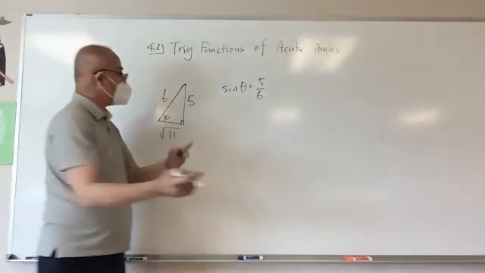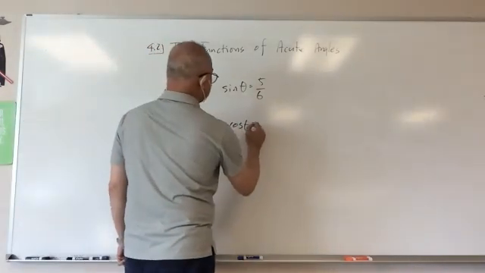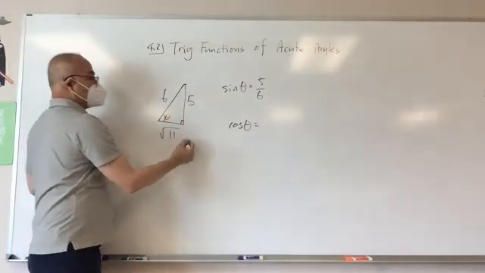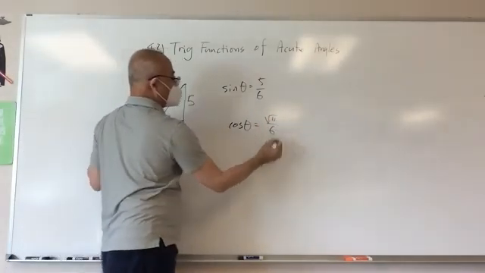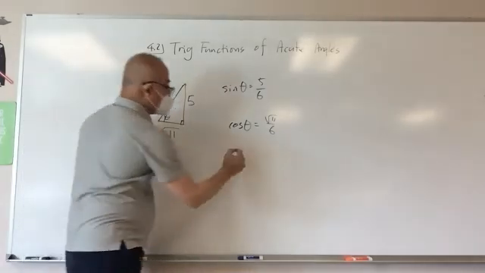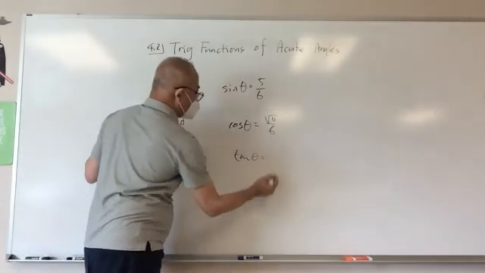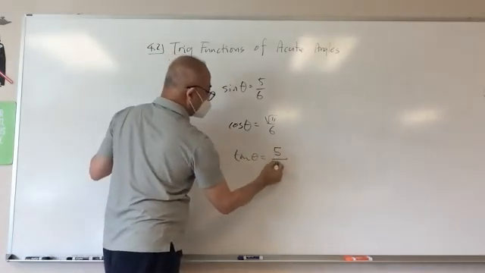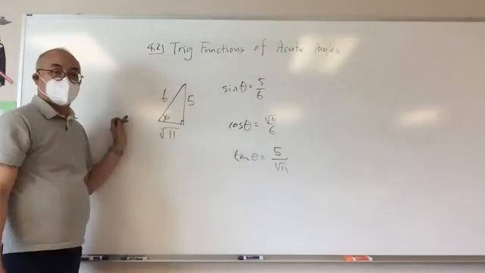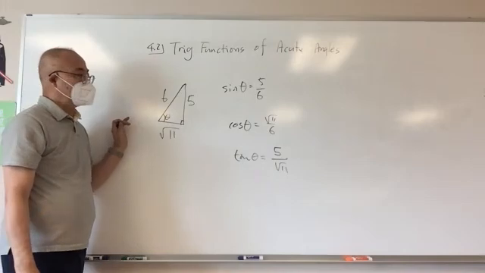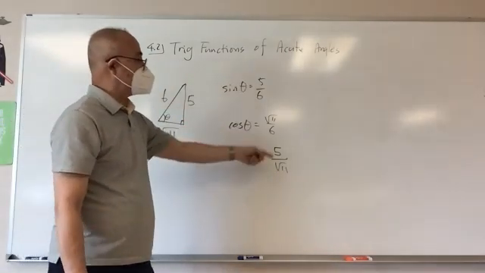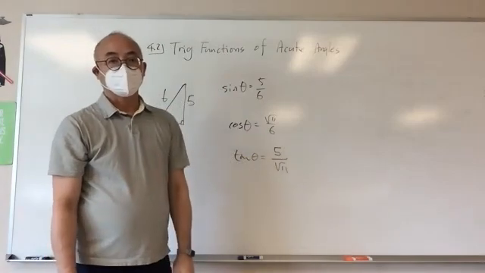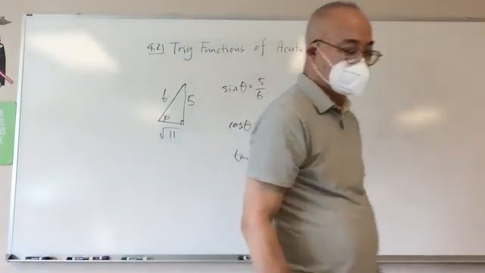So therefore, I can tell you what cosine theta is. Cosine theta now is bottom top, and tangent theta will be bottom top. And then you would just flip these over to get the cosecant, secant, and cotangent. That would be the 6 basic functions there.